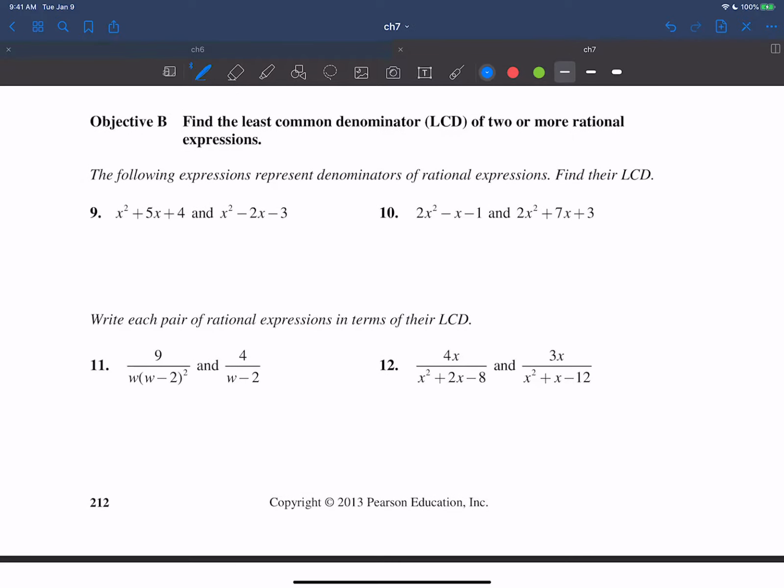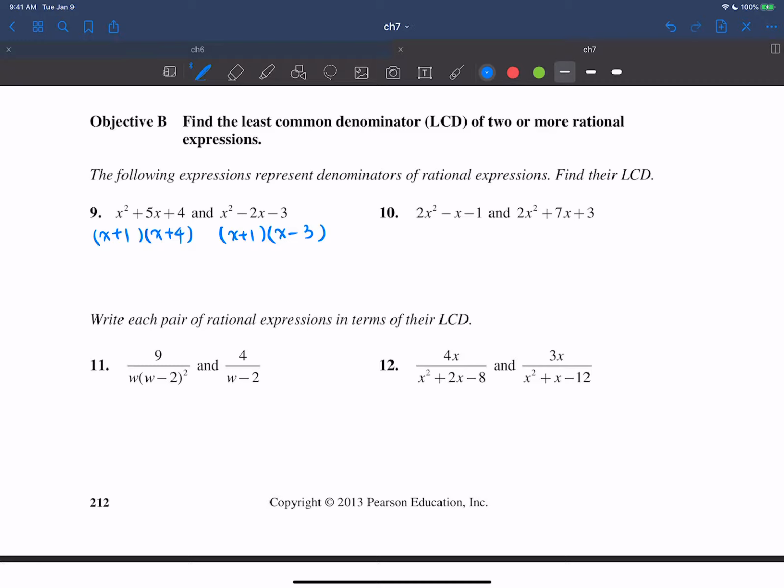Objective B, find the least common denominator of two or more rational expressions. This is basically the same as finding the least common multiple of the two given rational expressions. The first thing to do is factor both of them and then check what is the common part. So let's factor both quadratic parts. The first one, x squared plus 5x plus 4, can be factored into x plus 1 times x plus 4. The second quadratic part can be factored into x plus 1 times x minus 3.